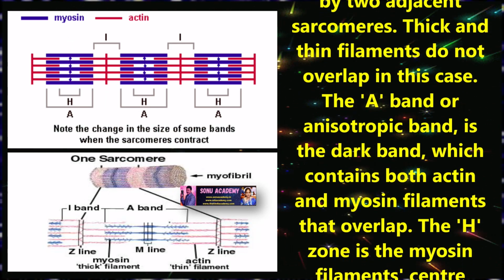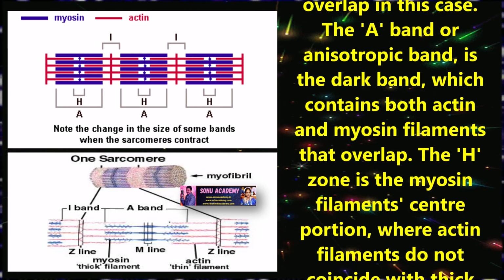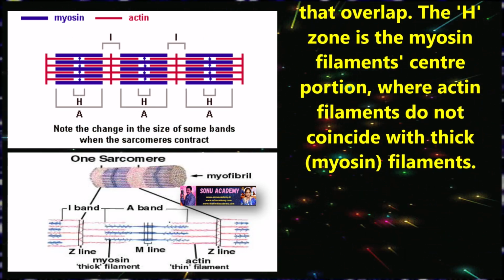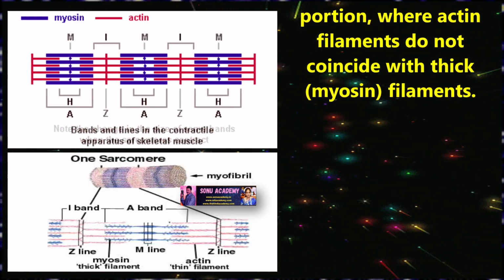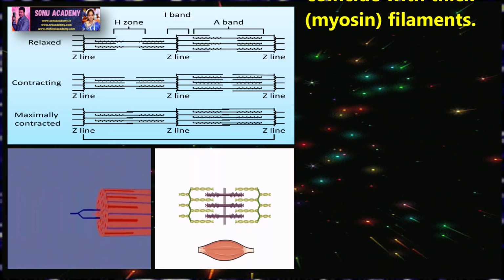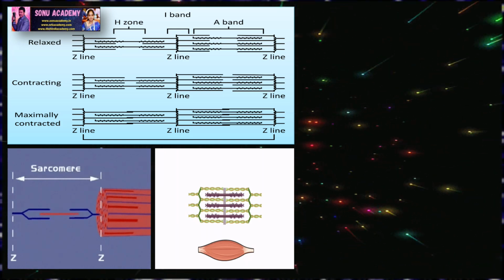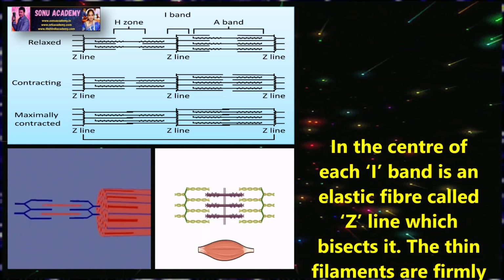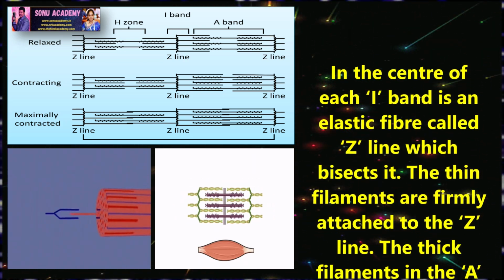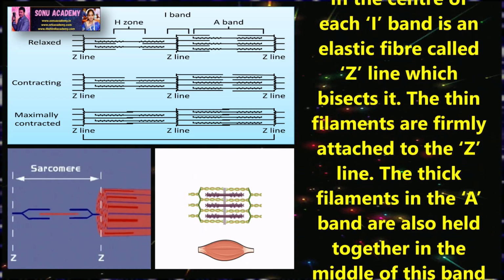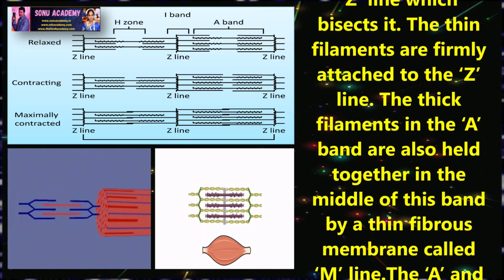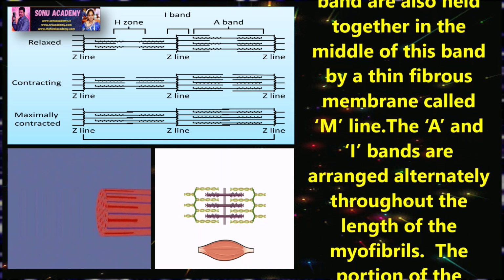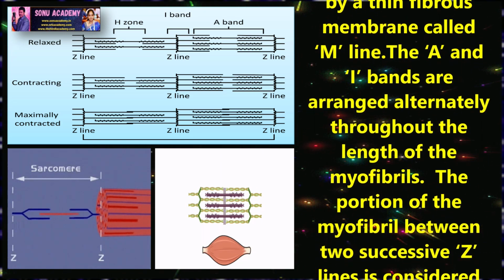The A band or anisotropic band is the dark band, which contains both actin and myosin filaments that overlap. The H zone is the central portion of the myosin filament where actin filaments do not overlap with thick myosin filaments. In the center of each I band is an elastic fiber called the Z line, which bisects it. The thin filaments are firmly attached to the Z line. The thick filaments in the A band are also held together in the middle by a thin fibrous membrane called the M line. The A and I bands are arranged alternately throughout the length of the myofibrils.